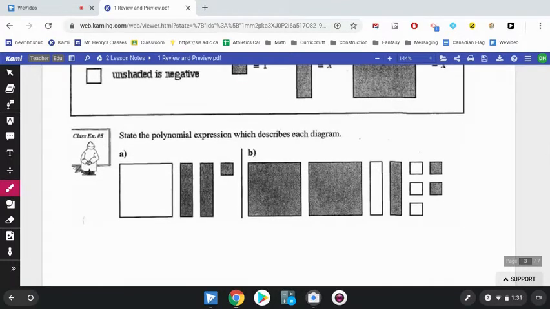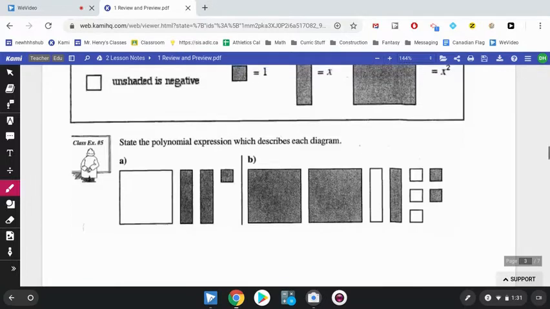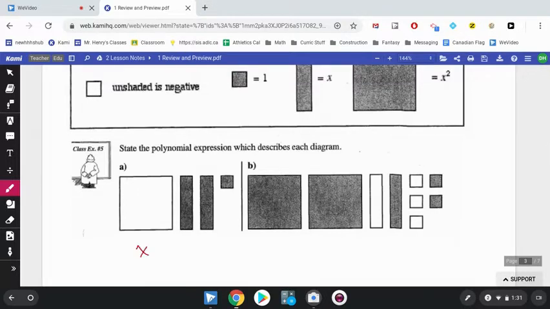So the first thing we're going to do, and this is really all I'm going to ask you to do with tiles for now, is to identify what we're dealing with. So the first one, you have a big square, and I know big squares were X squareds. But then because it's not shaded in, I know it's negative, so negative X squared. And then I have 2 of those rectangles. They're shaded in, so it's positive, and I know those represent X's. So 2 X's, and because they're positive, I'll add them. Plus 2X. And then a positive 1, the little 1 kicking around. And I can represent that polynomial, negative X squared plus 2X plus 1, could be represented by those tiles.